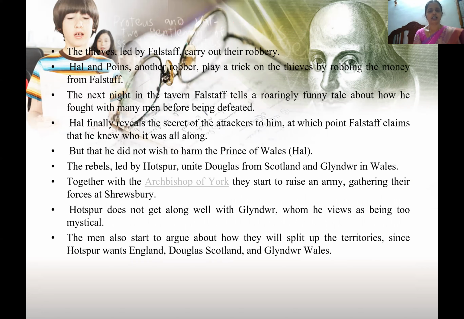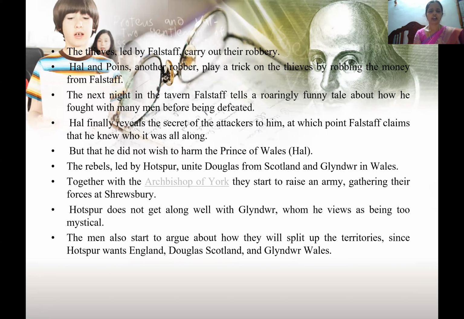The thieves, led by Falstaff, carry out their robbery. Hal and Poins, another robber, play a trick on the thieves by robbing the money from Falstaff. The next night, in the tavern, Falstaff tells a roaringly funny tale about how he fought with many men before being defeated. Hal finally reveals the secret of the attackers to him, at which point Falstaff claims that he knew who it was all along, but that he did not wish to harm the Prince of Wales, Hal.